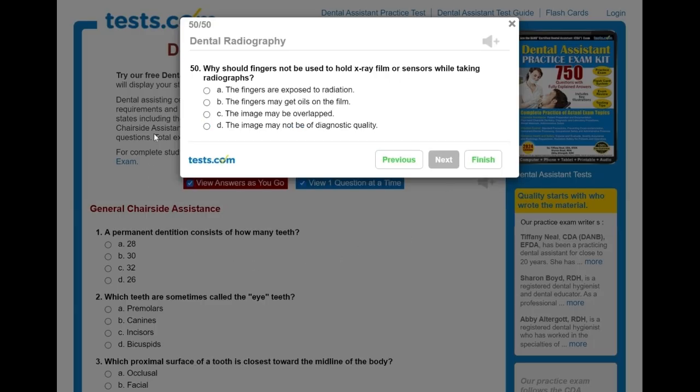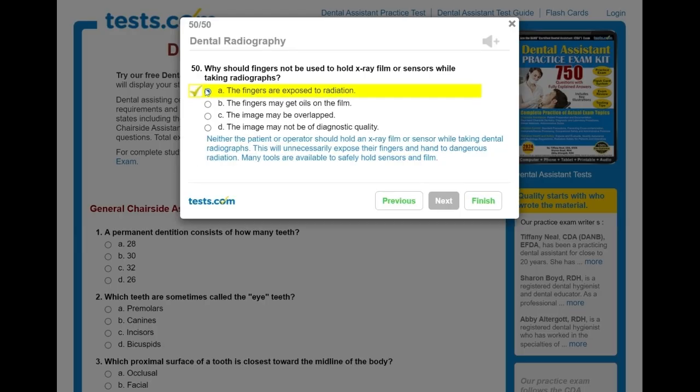Question 50. Why should fingers not be used to hold X-ray film or sensors while taking radiographs? A. The fingers are exposed to radiation. B. The fingers may get oils on the film. C. The image may be overlapped. D. The image may not be of diagnostic quality.